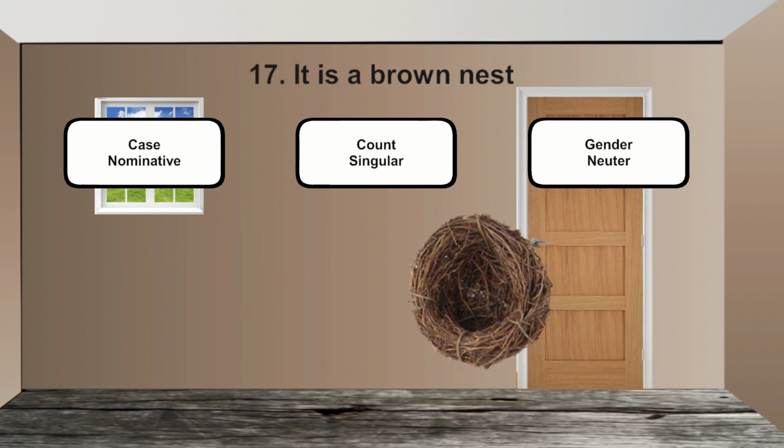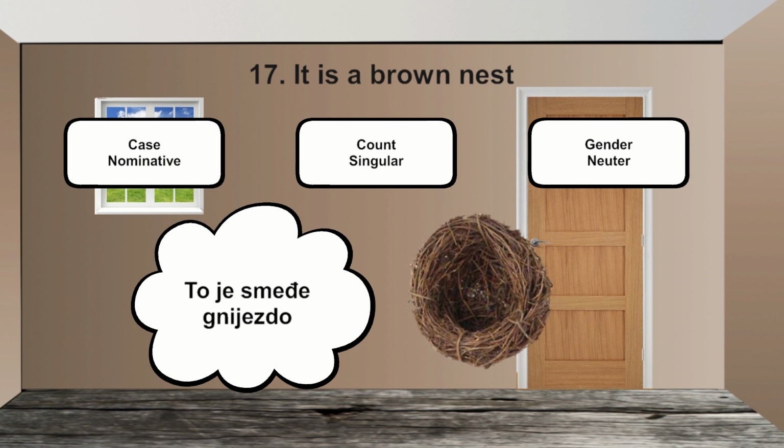Question 17. Pitanje 17. It is a brown nest. Neuter, singular. This one has an E after the J. To je smeđe gnjezdo. And again. To je smeđe gnezdo.